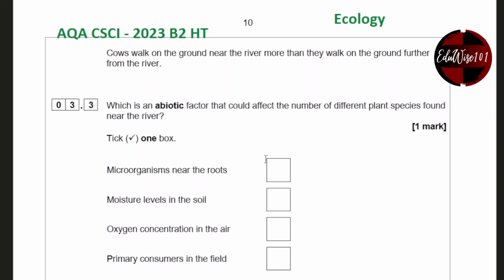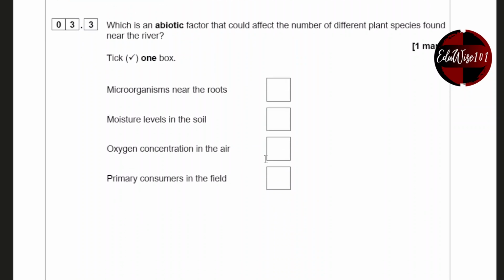Which is an abiotic factor that could affect the number of different plant species found near the river? So abiotic factors are non-living. Microorganisms near the roots are living, so that's not abiotic. Moisture levels is abiotic. Yeah. They only want one box. Oxygen concentration in the air is abiotic, but throughout the world, the concentration of oxygen doesn't actually change much. It remains constant. So it's not going to affect that much. Primary consumers, they are living things. So that's just 2.